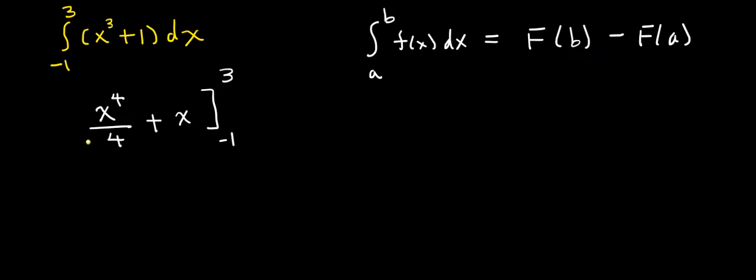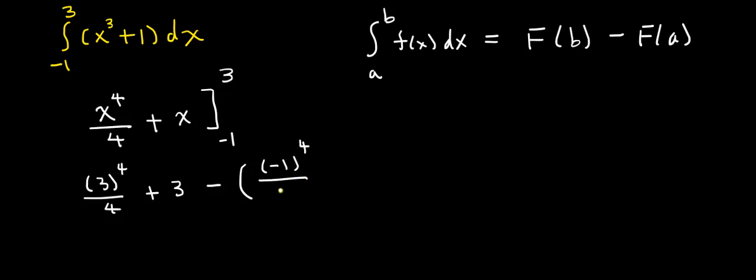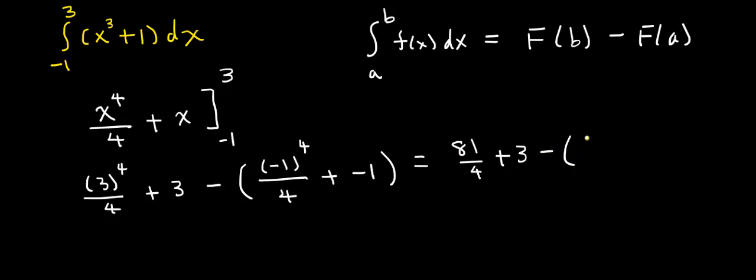So our b is 3. So it's going to be 3 to the 4th power over 4 plus 3, minus, now we got to do F of a, which is going to be negative 1 to the 4th over 4 plus negative 1. So you end up getting 81 over 4 plus 3 minus the quantity 1 over 4 minus 1. If you distribute the negative, you end up getting 81 over 4 plus 3 minus 1 over 4 plus 1.